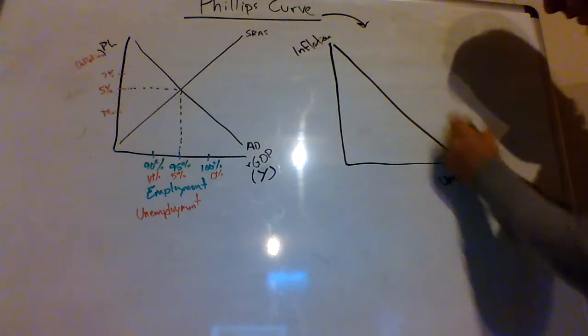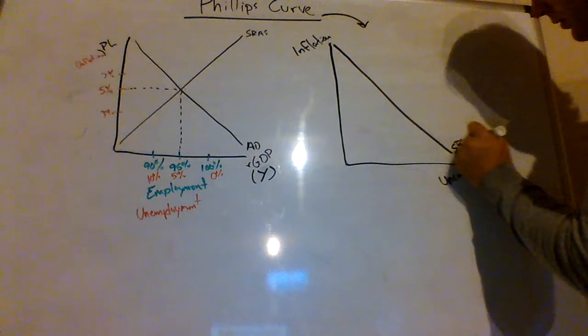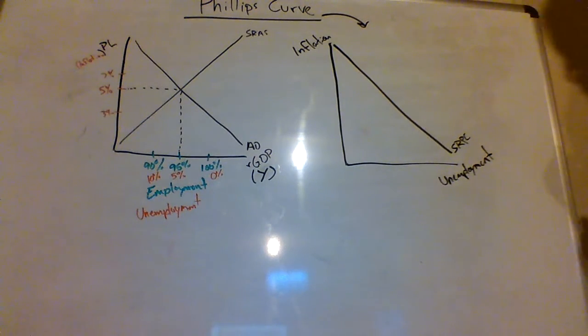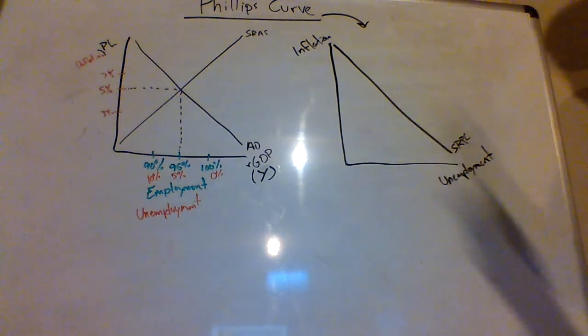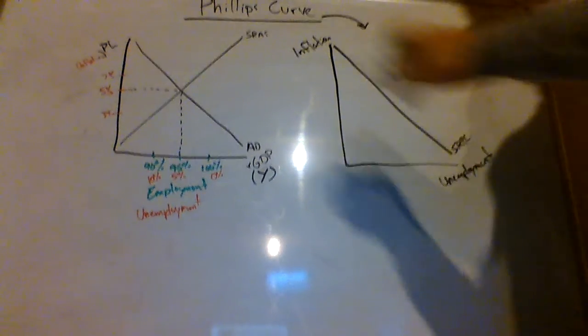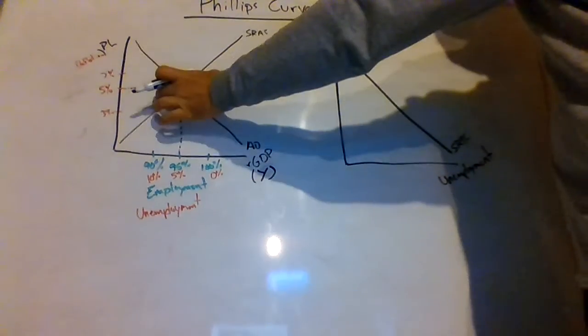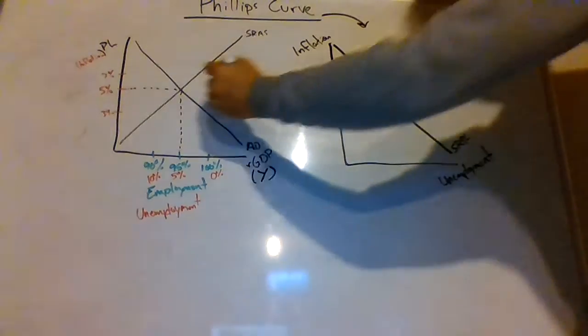And I'm just going to label this. I'm going to get a step ahead. I'm going to call this the short run Phillips curve, so SRPC. So if we tie these two graphs together, what this wants to show us is, again, our aggregate demand graph gives us some equilibrium. And so right here, we're calling this equilibrium.